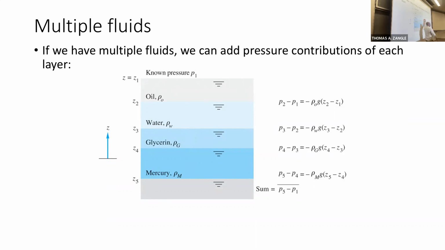Now I want to find P3, so I'm going to work my way down. P3 minus P2 is minus rho W, so water, times g, times (z3 minus z2). Again, just work my way down, P4 and then z5. So I'm just going to solve these kinds of problems sequentially, just adding up the pressure.